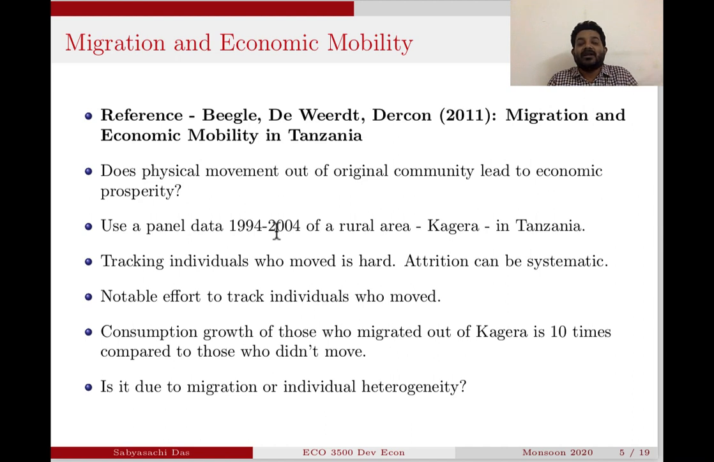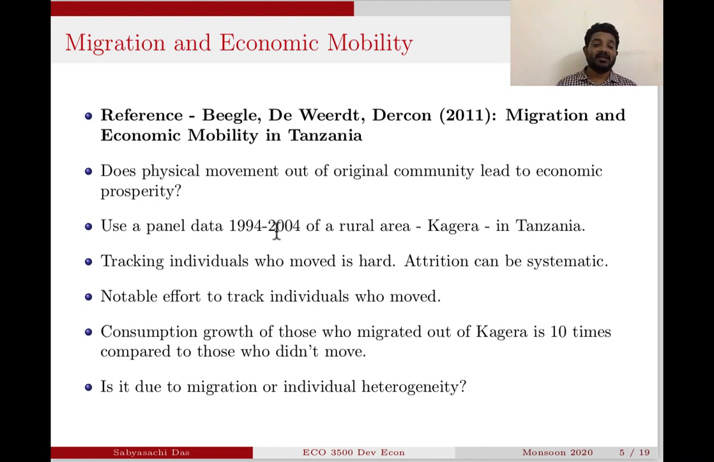So you will systematically lose out the migrants, especially those who have moved to farther places, than those who have stayed back. So then it would be hard to do a test of whether migration matters for economic development, because you'll be systematically underestimating the effect of migration, because you'll be leaving out a lot of those migrants who move to far off places. Probably they're earning much higher wages or returns on their migration than the people who have been able to track. And so that's an important concern in this study, right?